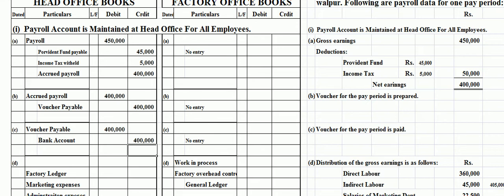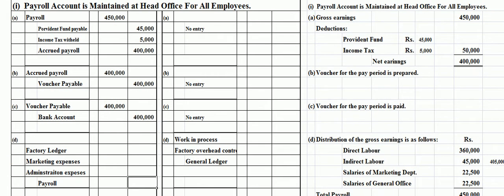Friends, the last entry which has been passed in payroll is closing the payroll here. For this purpose, we have to distribute the payroll amount in different sectors like direct labor, indirect labor, salaries of marketing department, salaries of general office here. For this purpose, we have to pass entries in head office book in this manner.